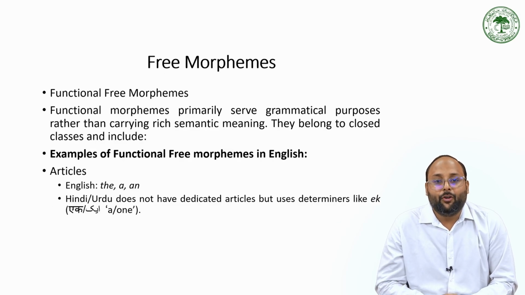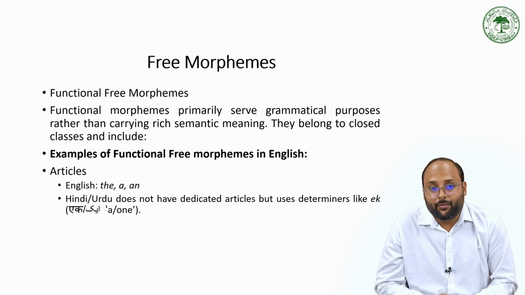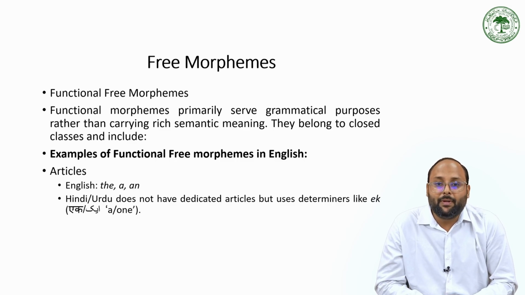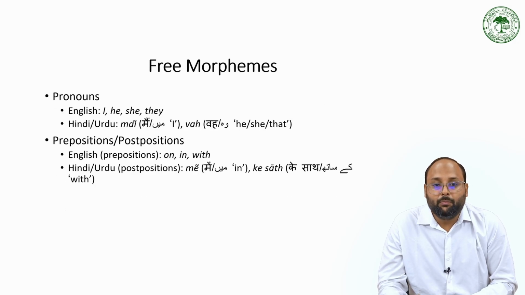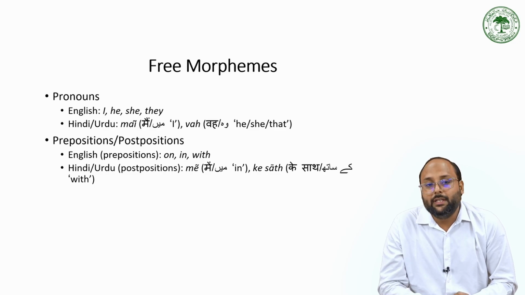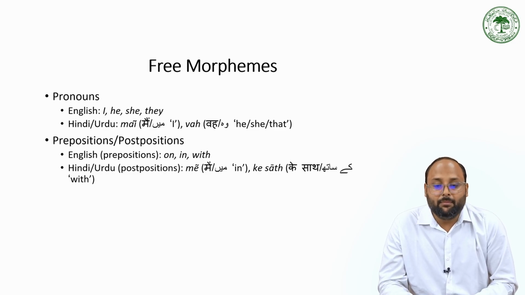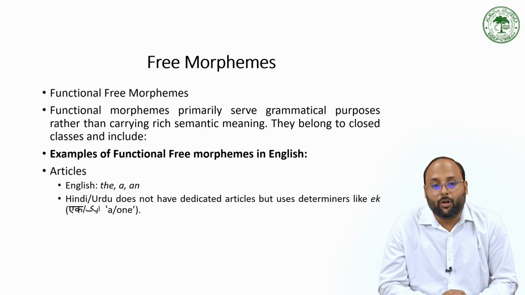The other free morpheme is called the functional free morpheme. Functional free morphemes primarily serve a grammatical purpose rather than carrying rich semantic meaning. They belong to closed classes of words. In Hindi, Urdu, or English, all the other parts of speech like article, pronoun, preposition, postposition, conjunction, interjection, all these words come under the functional morphemes.